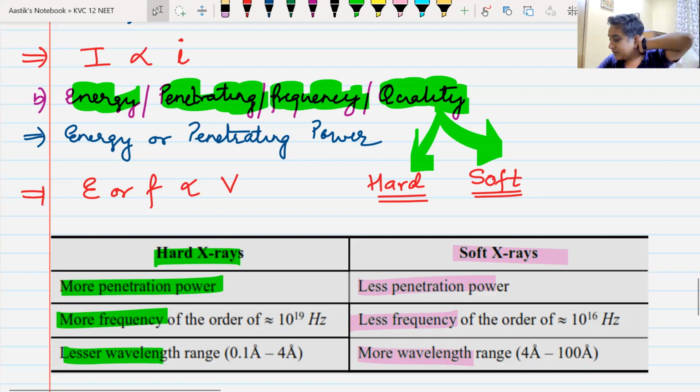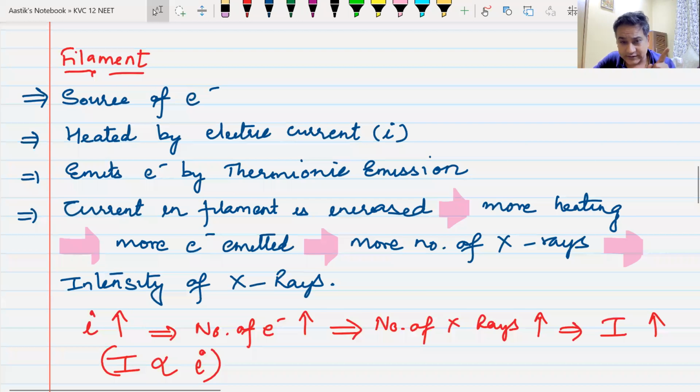And we have seen that there are two characteristics of X-rays that we must control. One is the intensity of X-rays, and the intensity of X-rays actually means the number of X-rays. And how do you control the number of X-rays? By controlling the current in the filament. We remember this. Yes, sir.